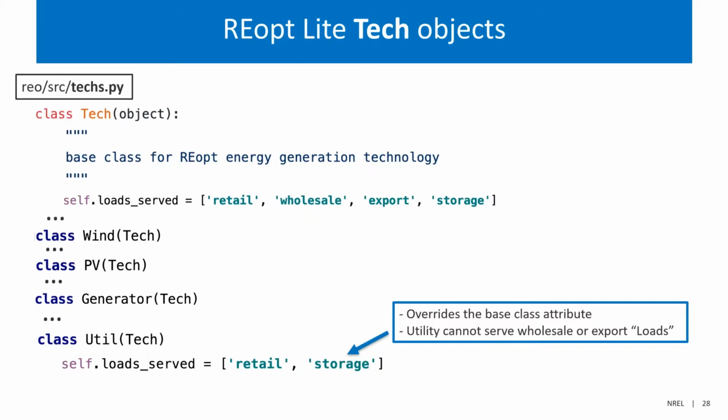So the example I'm showing here is that the utility can only serve the retail and storage loads. And that makes sense. The utility shouldn't be able to export energy to itself, right? So just this list of strings as an attribute of the util tech translates directly into the constraints within the optimization model.